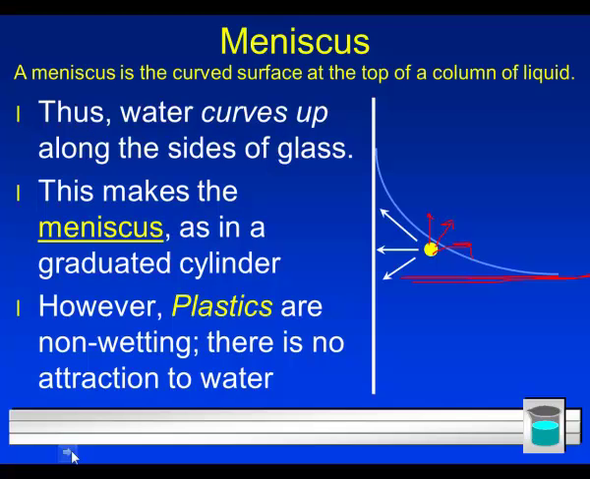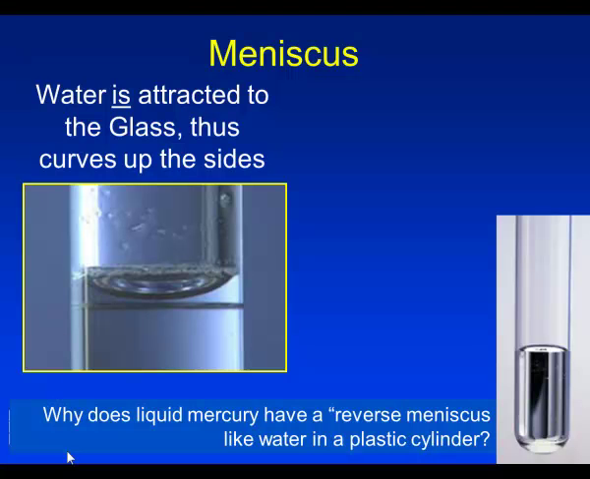If we have a plastic graduated cylinder, then you don't really see a meniscus because plastics are not polar. They tend to be nonpolar, and they may be described as non-wetting, but the idea is that water is polar and they're not, so the water isn't attracted to them. So in a plastic graduated cylinder, you get just a straight line across.